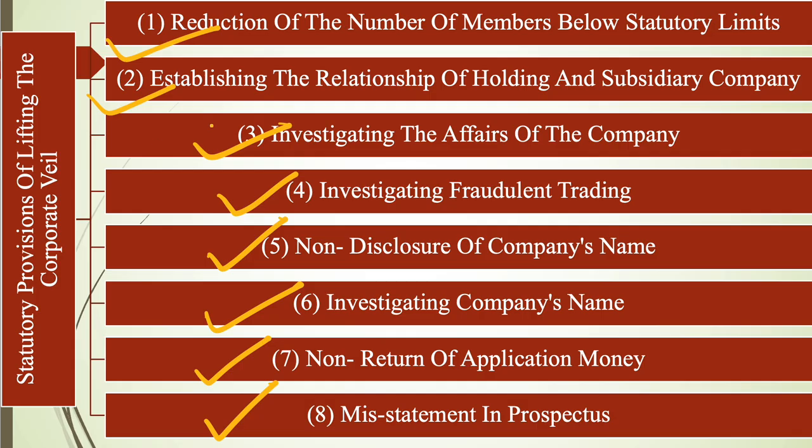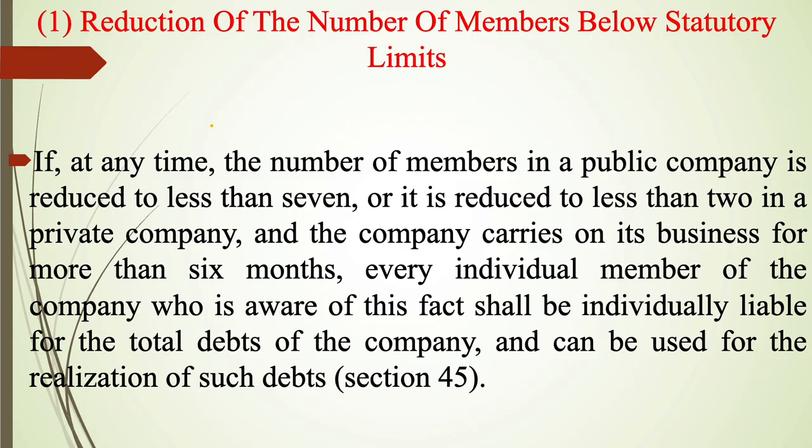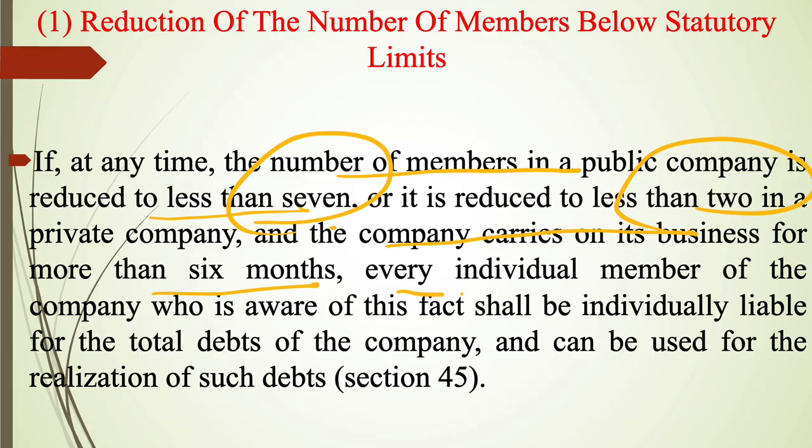Now we will discuss each of the conditions one by one in detail. So the first one is the reduction of the number of members below the statutory limits. If at any time the number of members in a public company is reduced to less than 7, or to less than 2 in a private company, and the company carries on its business for more than 6 months, every individual member of the company who is aware of this fact shall be individually liable for the total debts of the company and can be sued for the realization of such debts. This condition is defined under section 45.